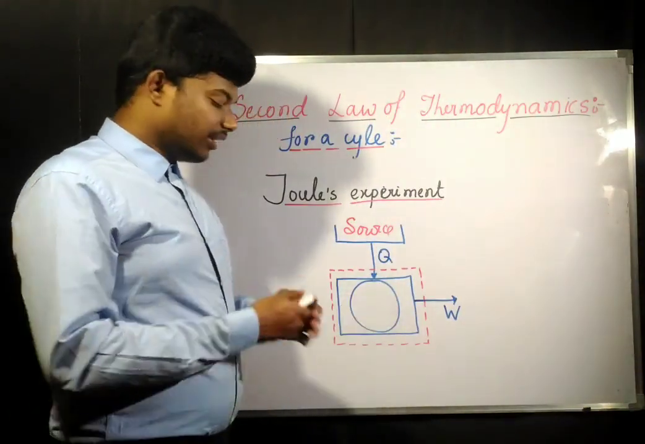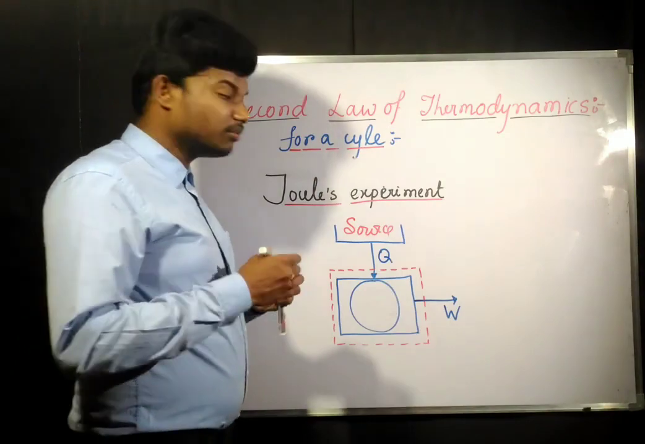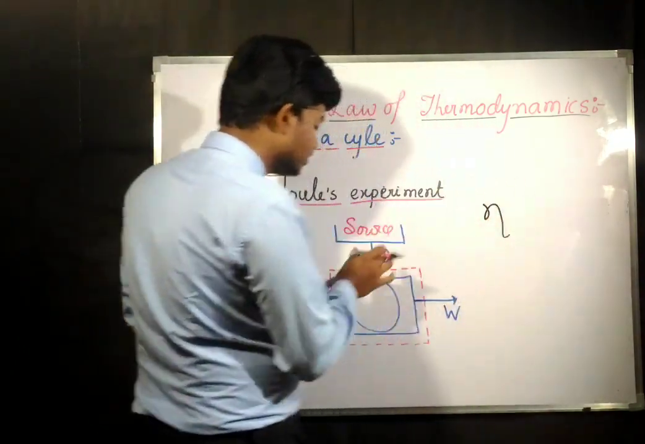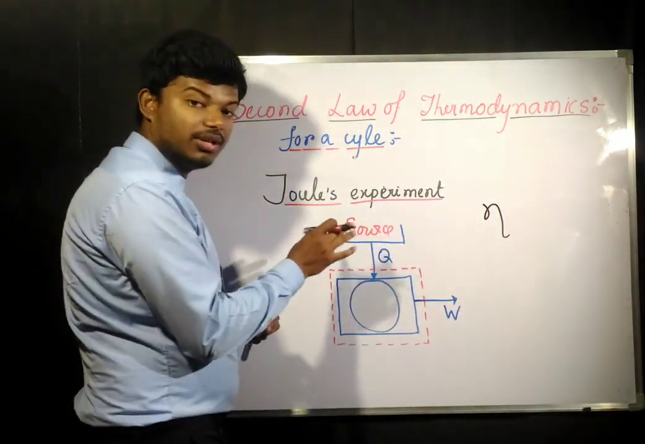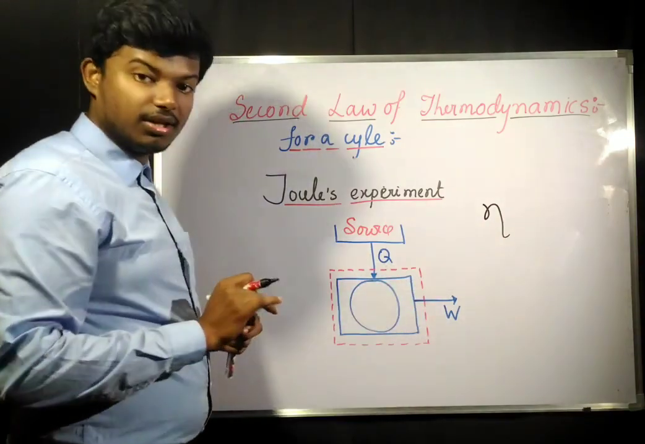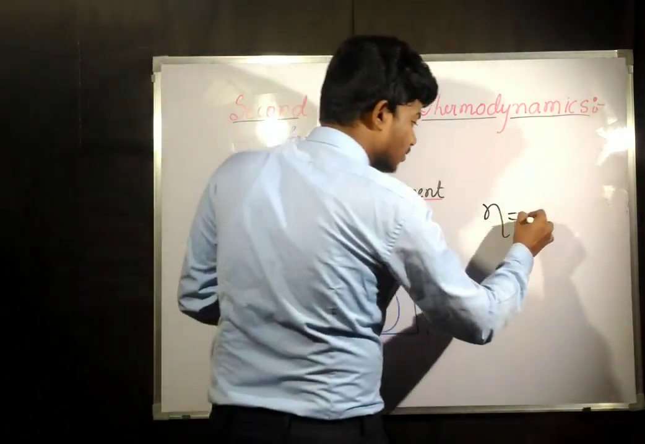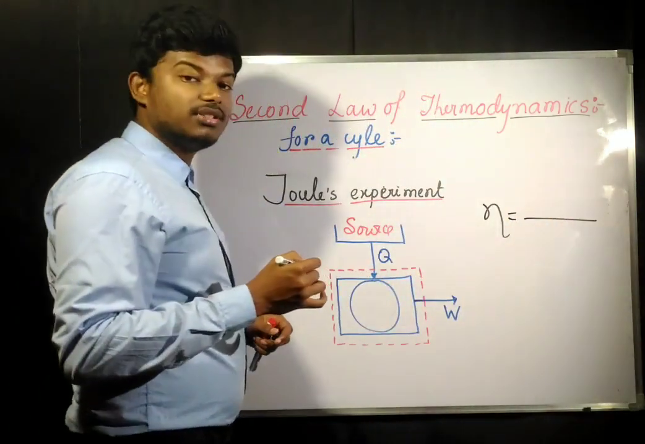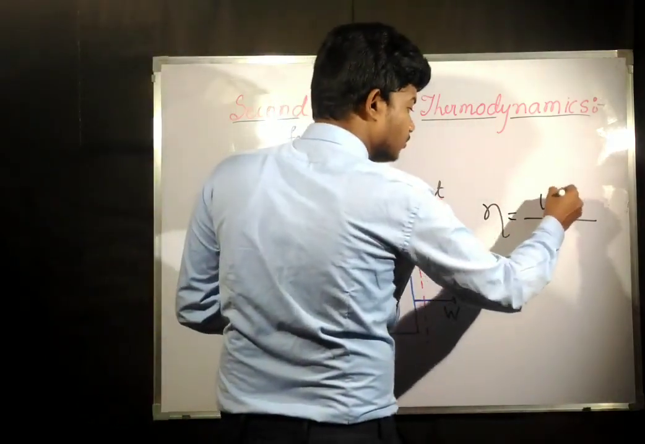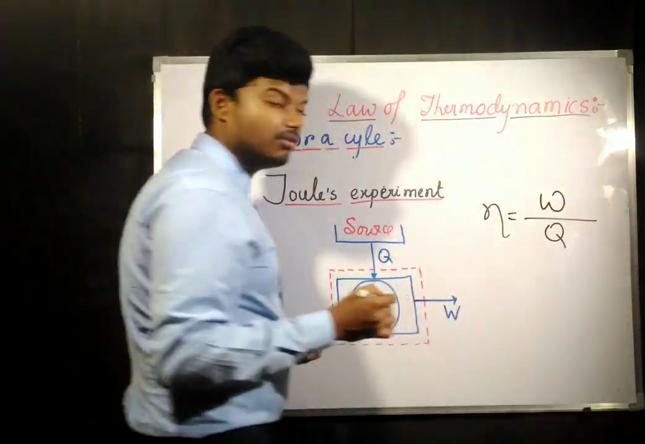Now, according to this experiment, what is going to be the efficiency? According to them, complete heat is getting converted to work. According to this, efficiency is work interaction divided by Q input.